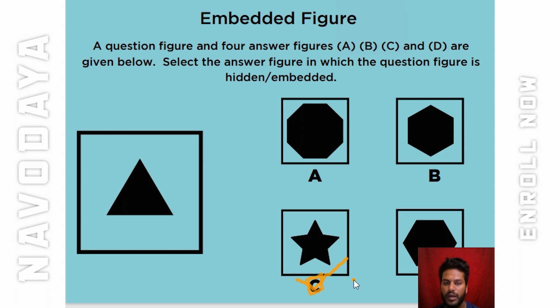The thing is that you need to identify the embedded figure once you read the question like this: a question figure and four figures A, B, C, D are given below. Select the answer figure in which the question figure is hidden or embedded. By seeing that, you need to identify that this question belongs to the embedded figure category, and you need to find the question figure. The shape given in the question figure is hidden in one of the given answers. We need to find in which answer exactly that shape is hidden. Is that clear? I'll give you a different technique to identify it immediately.